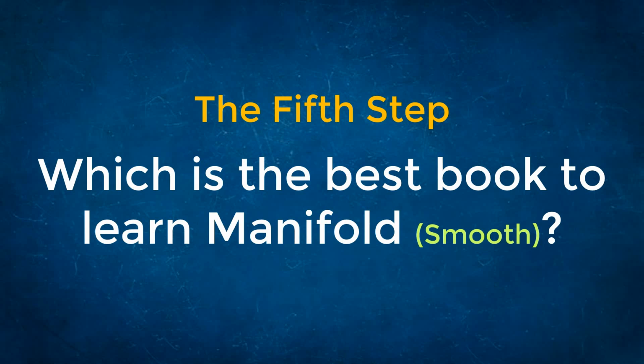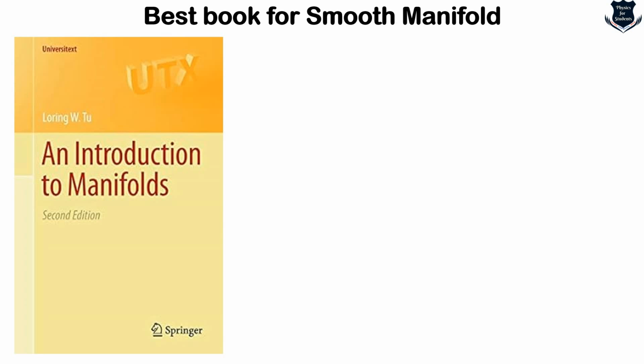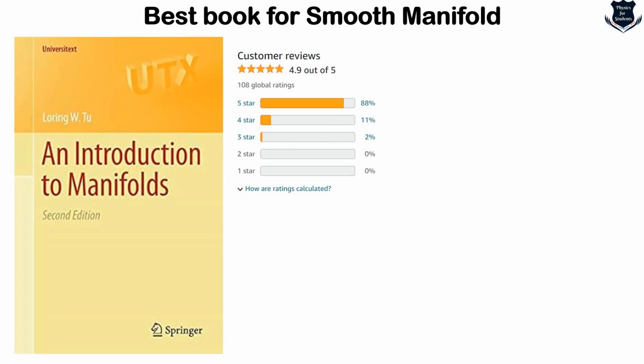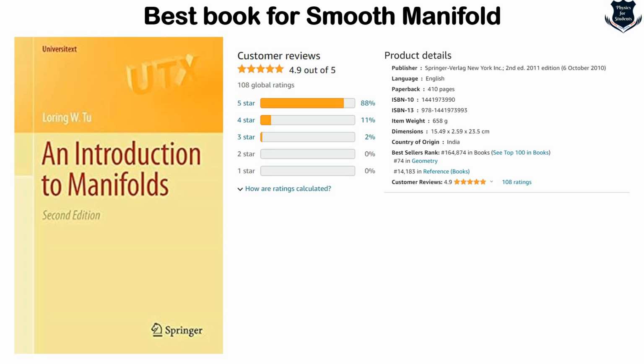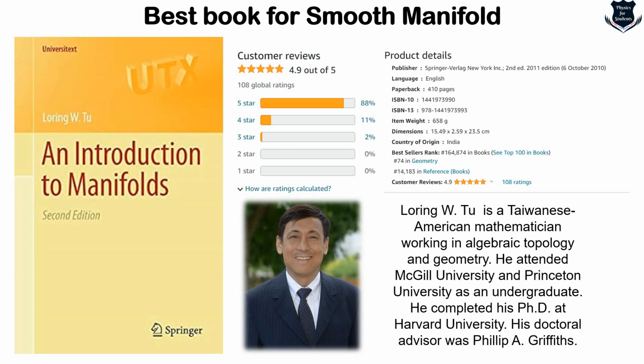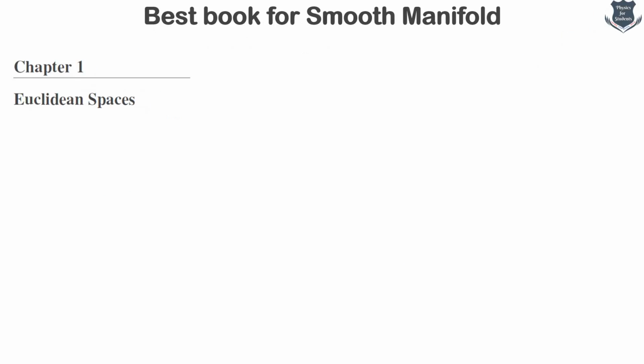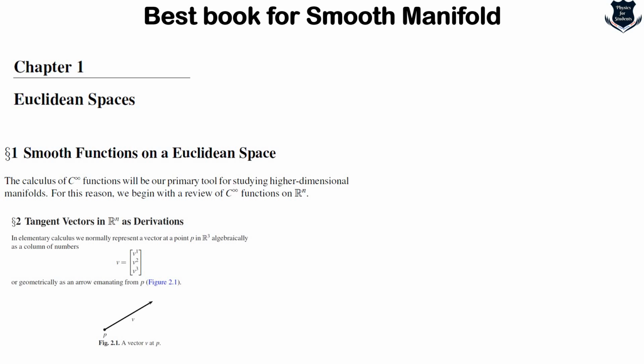So what is the fifth step that we would take? The fifth step is which is the first book, or which is the best book to learn manifolds, and by manifold I mean to say, obviously, the smooth manifold. So the first book I would say would be Loring W. Tu's An Introduction to Manifolds. Amazing. 88% have given it 5 stars, and you can see he is basically a Taiwanese American mathematician, and he attended McGill University and Princeton University, completed his PhD at Harvard, and his doctoral advisor is none other than the famous Phillip A. Griffiths. So having said that, you can see this is basically an overview of the book.